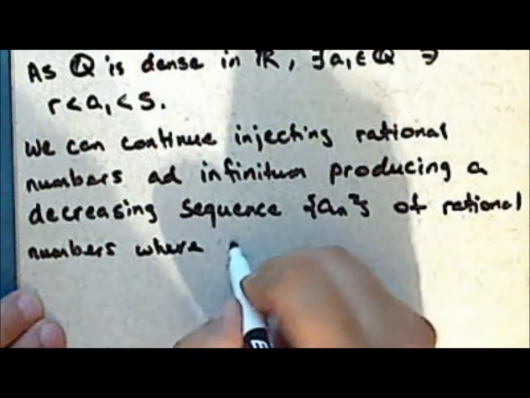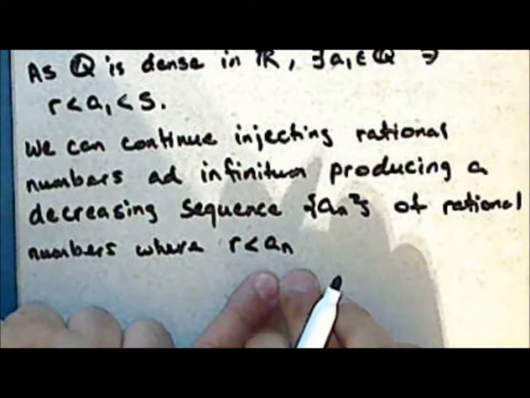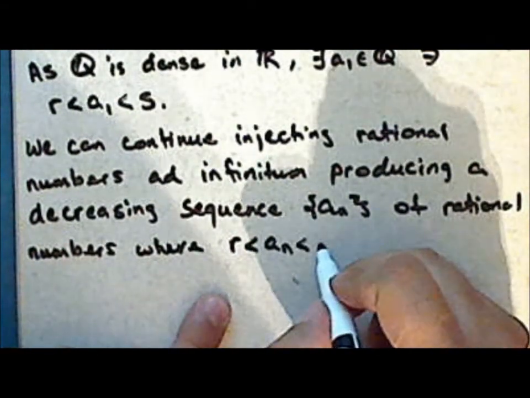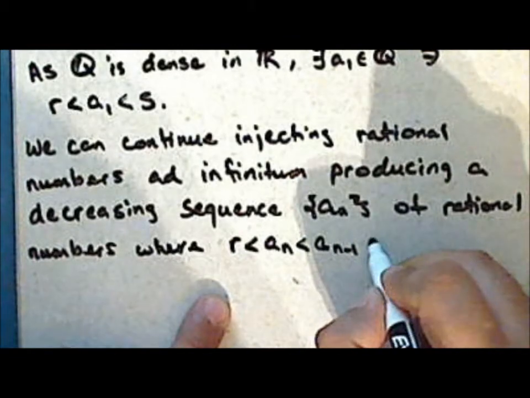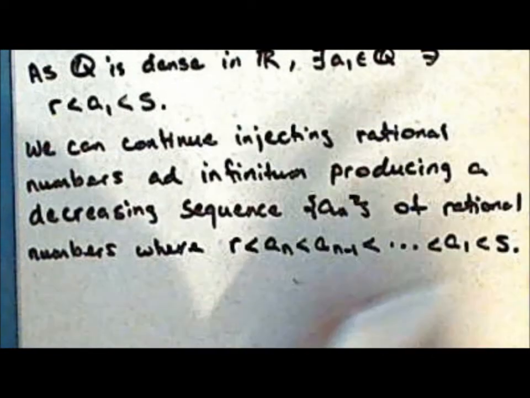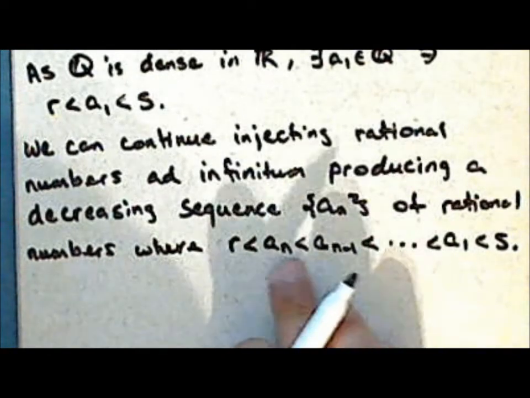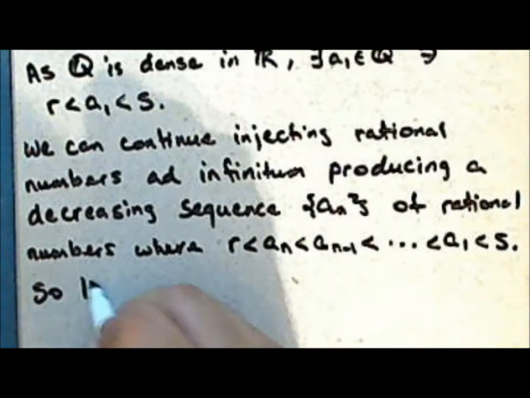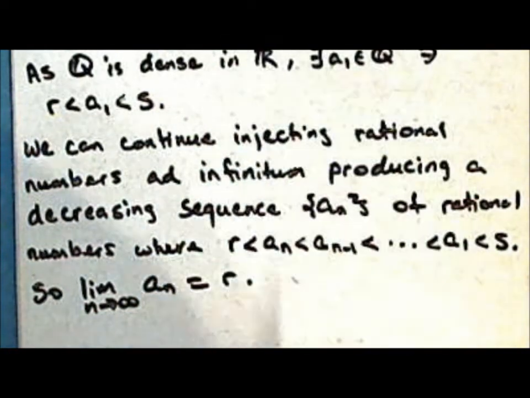where each rational number in the sequence is strictly greater than r and strictly less than the one that precedes it. So that we can get as arbitrarily close as we like to the real number r by means of a decreasing sequence of rational numbers. In the language of limits, the limit as n approaches infinity of the sequence a sub n is the real number r.